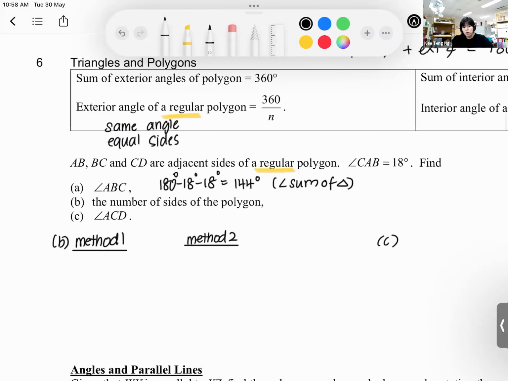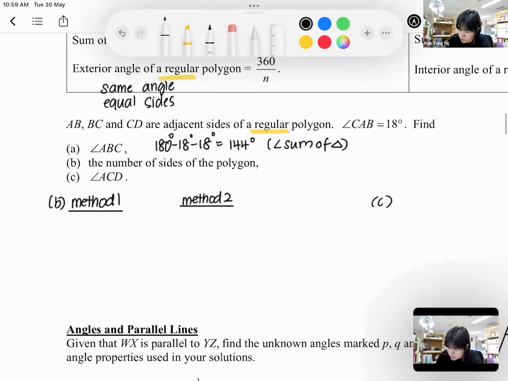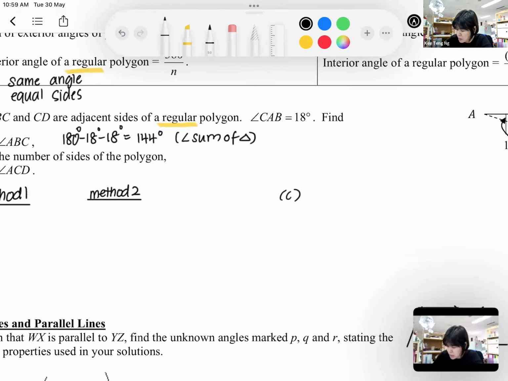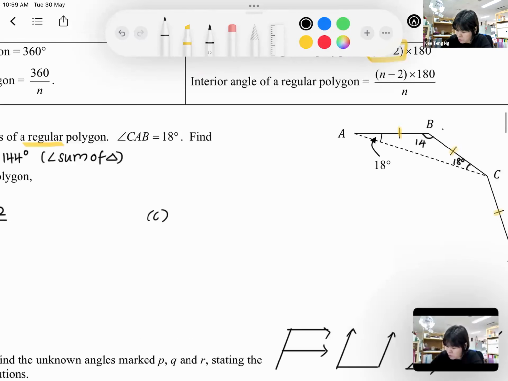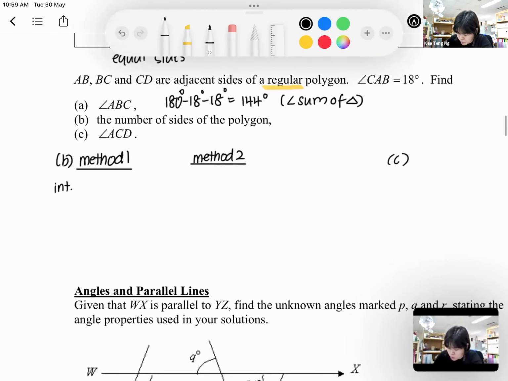Okay, next one, we're going to find the number of sides of the polygon. How do we calculate the number of sides of our polygon? We have two different methods. Number one, I know the exterior angle. I'll do the shorter one first. If the interior angle, which is angle ABC over here, is 144, I'm going to find the exterior angle. So the interior angle is 144.